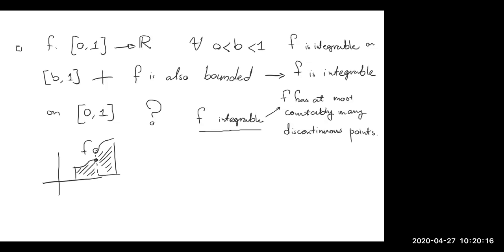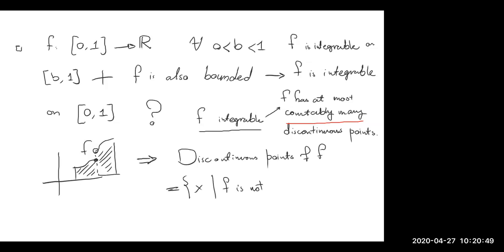But the point is that if you look at the set of discontinuous points, countably many is a mathematical phrase for saying that this set has to be countable. It means if you look at the set of discontinuous points of f, the set of points x where f is not continuous at x, that set has to be countable. Are you all familiar with the concept of countable and uncountable sets?